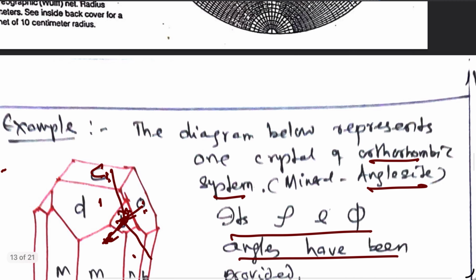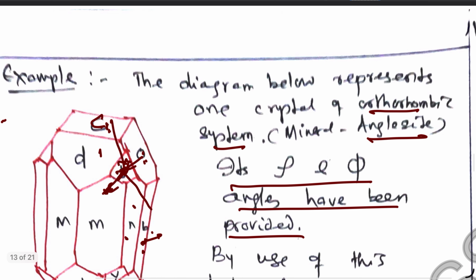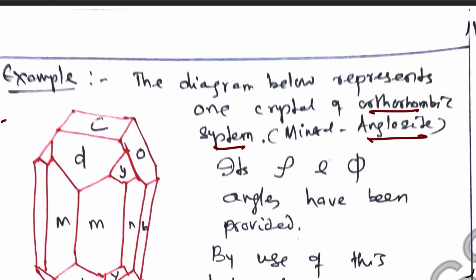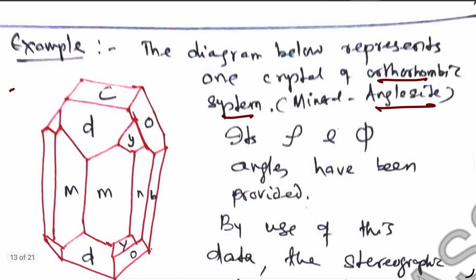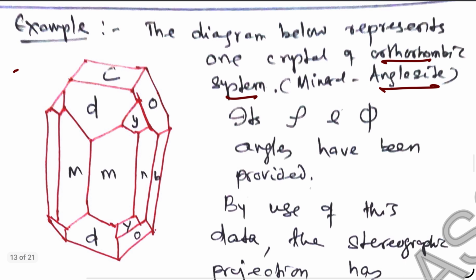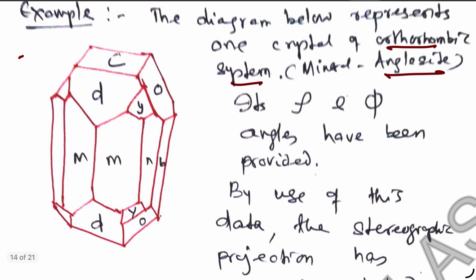Now let me take an example of an orthorhombic crystal. This is an orthorhombic crystal. Let us say it is anglesite. Let us find out its rho and phi angles. So this is the crystal model.